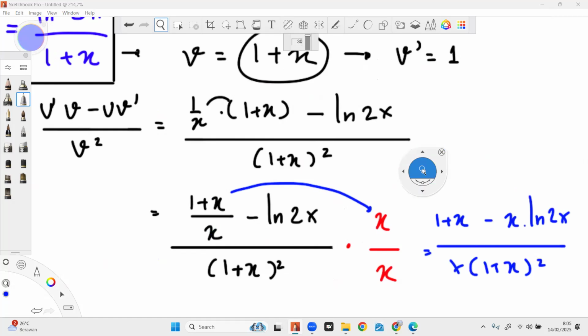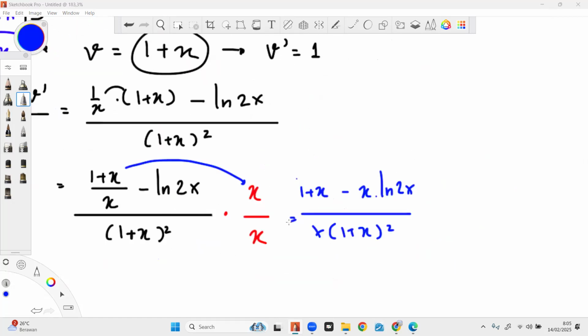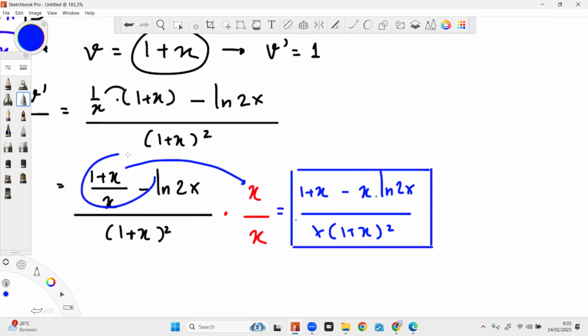I think this is more proper working. The fraction is single already. This is a fraction inside a fraction. I think it will be quite complicated to see. You better do this.